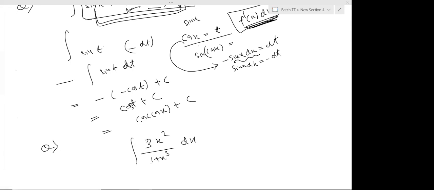All right, next question. This one, 3x square upon 1 plus x cube dx. Think about this. Take all the functions as t, differentiate them, see if you can find the correct substitution. Take your time, guys. Don't worry. You can do this.